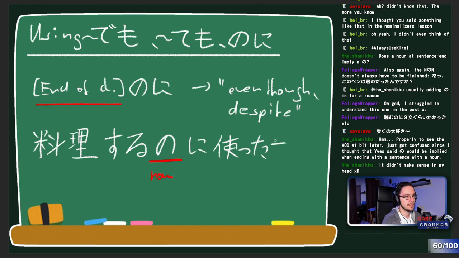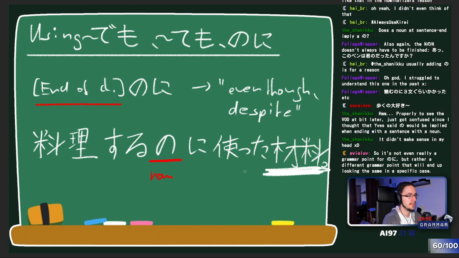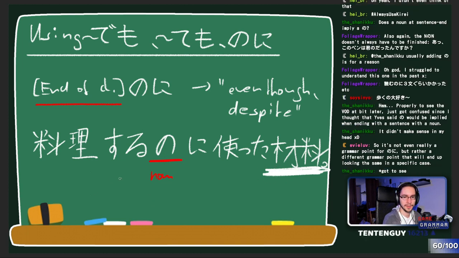Zairyo. So zairyo is just like this. Zairyo, which is again ryō. So here we're just saying the ingredients, the zairyo, the ingredients that I used for cooking, right? So it's not even really a grammar point for noni, but rather a different grammar point that will also end up looking the same in a specific case.